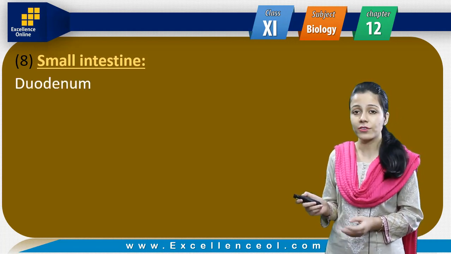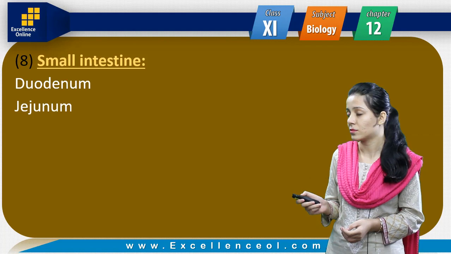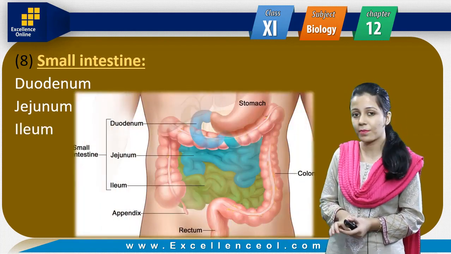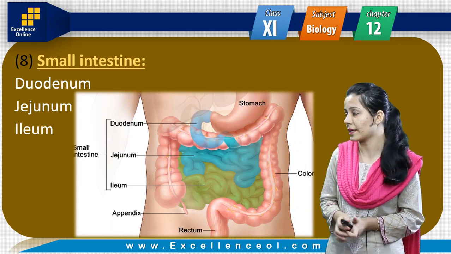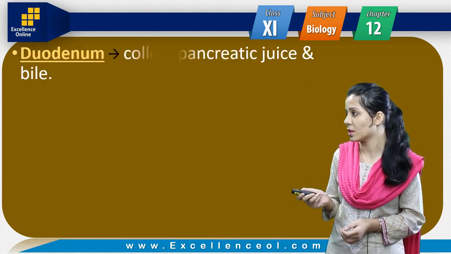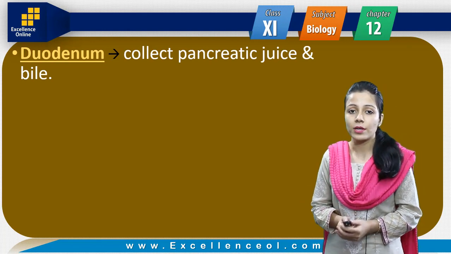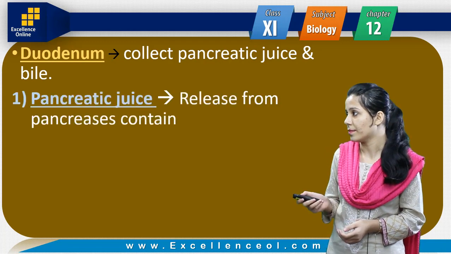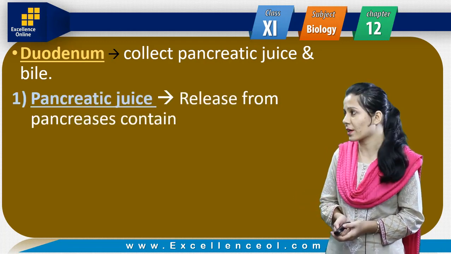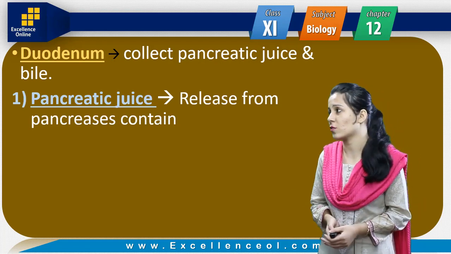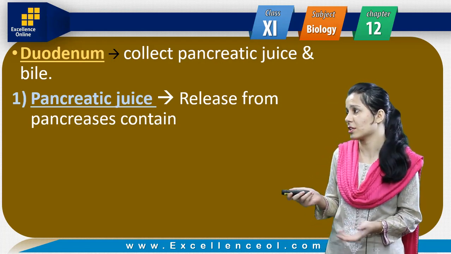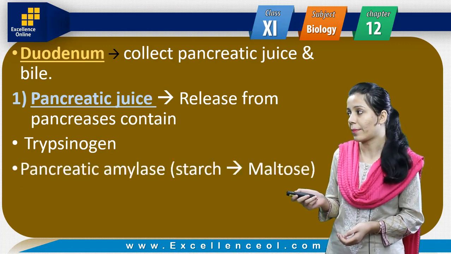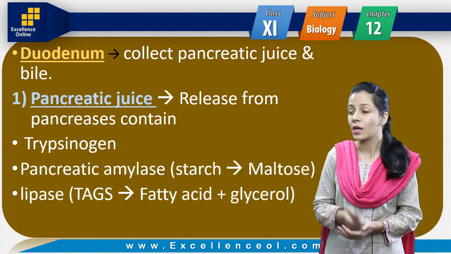The small intestine has three parts: duodenum, jejunum and ileum. These are the basic parts of the small intestine. The duodenum collects two types of juices: pancreatic juice and bile. First we will discuss pancreatic juice. As the name suggests, it is released from the pancreas, and it contains trypsinogen, pancreatic amylase and lipase.